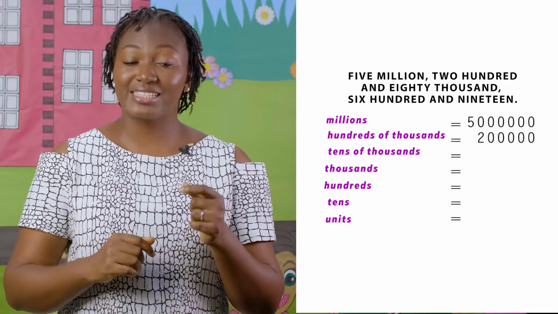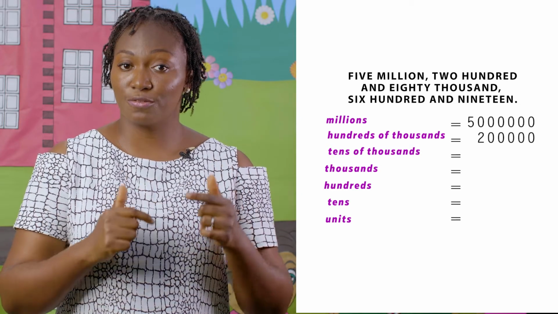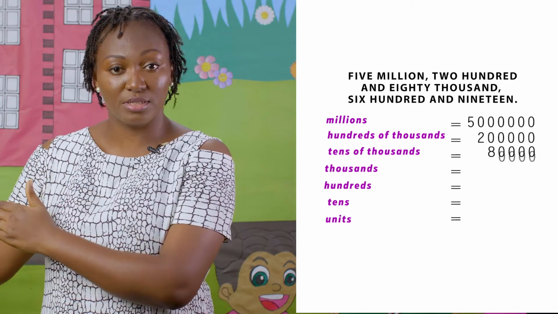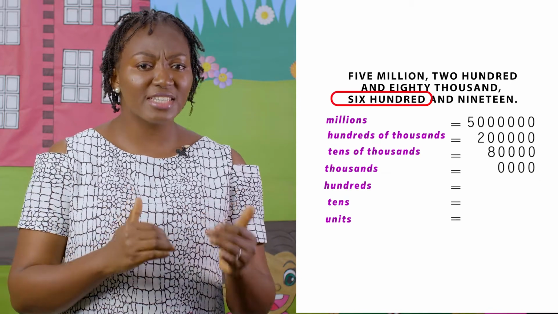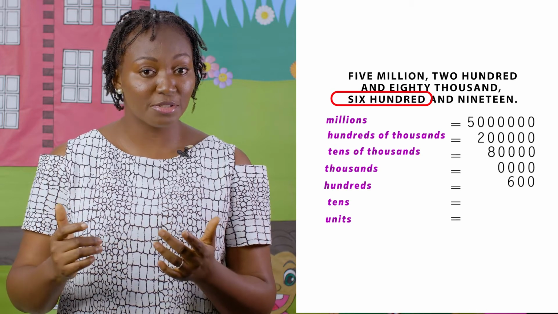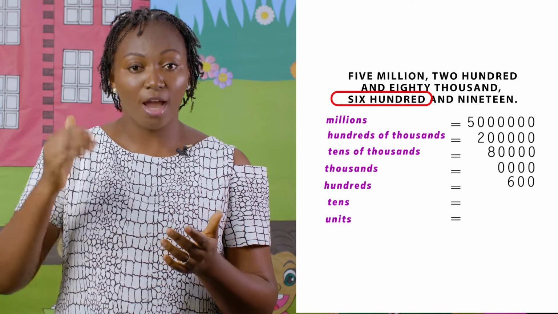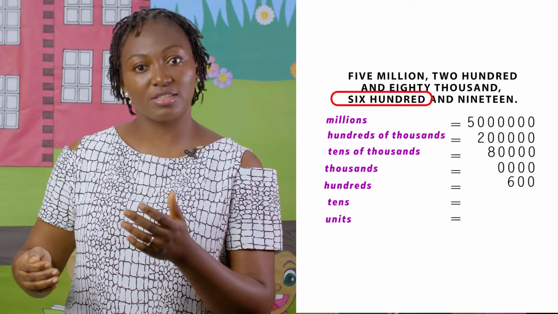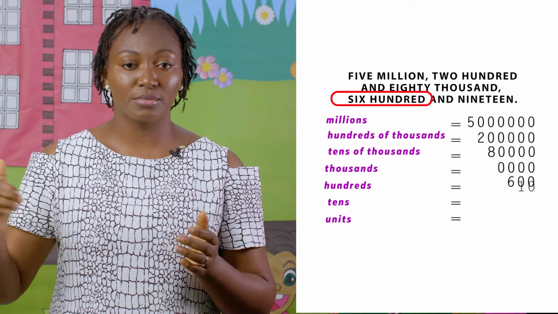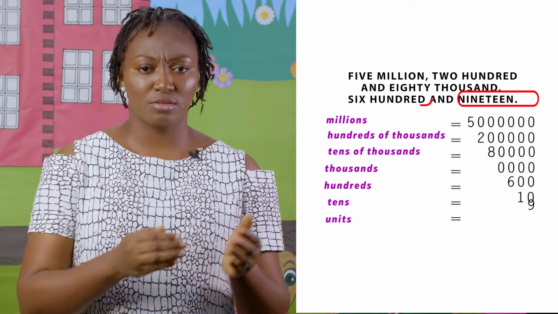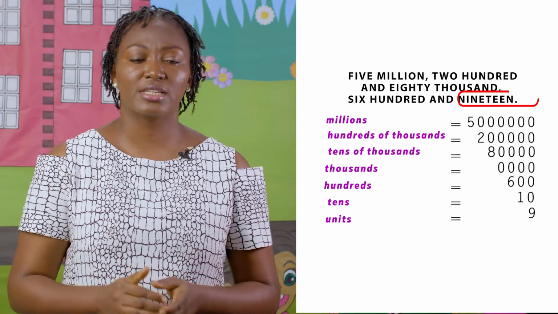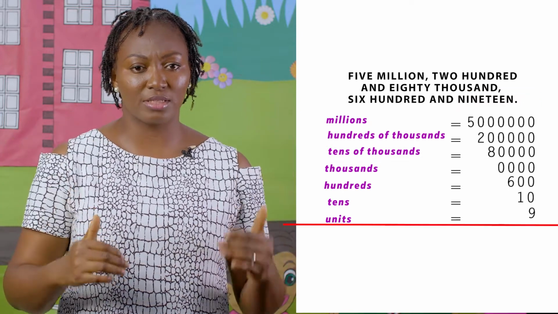80,000. That's the position of the tens of thousands. 80. And then fill up with zeros. Then you have 600. What's the position? That's 100. You put the 6 under your hundreds position and fill up with 0. And then you have 19. Just put it down like that. 19. Tens and unit. Now let's add up these numbers together.